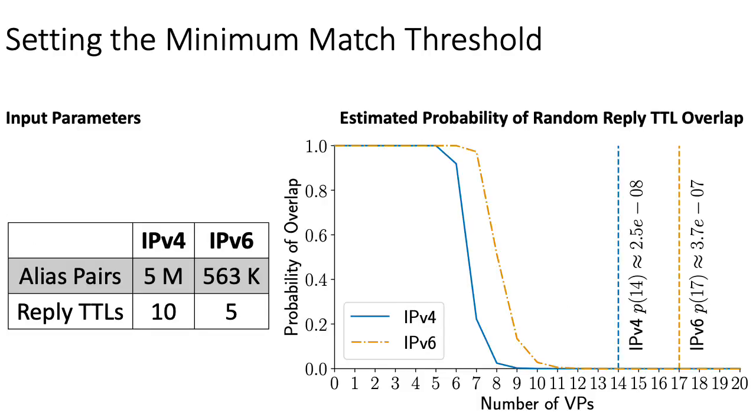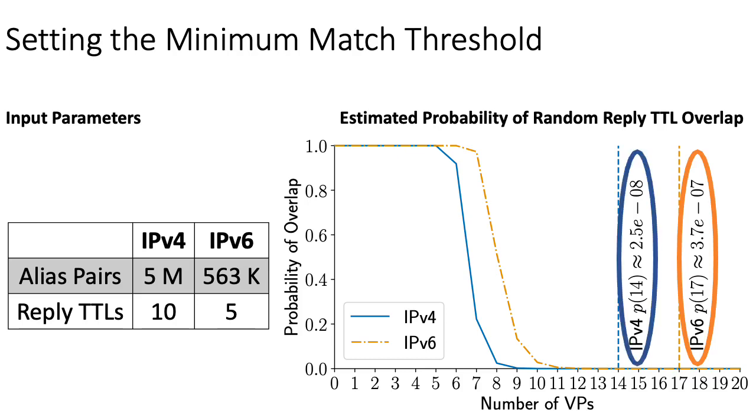Then I took that estimate of the number of potential responses, along with the number of potential alias pairs, and increased the number of vantage points from 1 to 20. The idea was to find the minimum number of vantage points that gets the risk of random collisions below 1 in the number of potential alias pairs. In IPv4, that happened with 14 vantage points, and in IPv6, that happened with 17 vantage points.